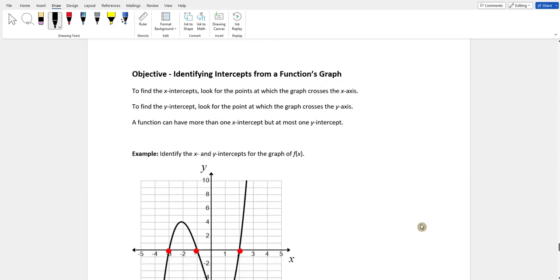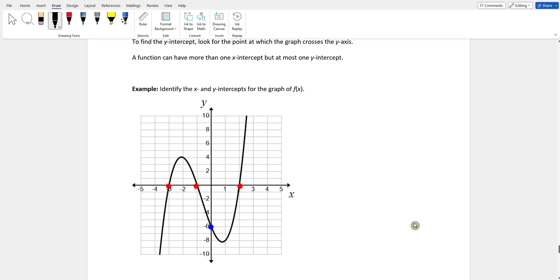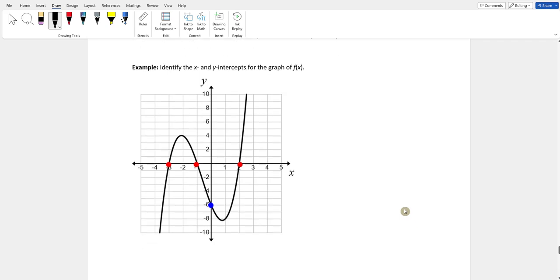The last part talks about how to identify intercepts from a function's graph. To figure out the x-intercepts, you look at the points where the graph crosses the x-axis. The y-intercepts are where the graph crosses the y-axis. A function can have more than one x-intercept, but at most one y-intercept. So let's look at this graph, and I denoted where the graph hits the x-axis in red. So these will be your x-intercepts.